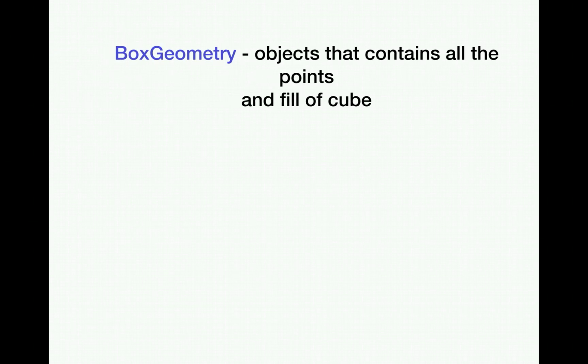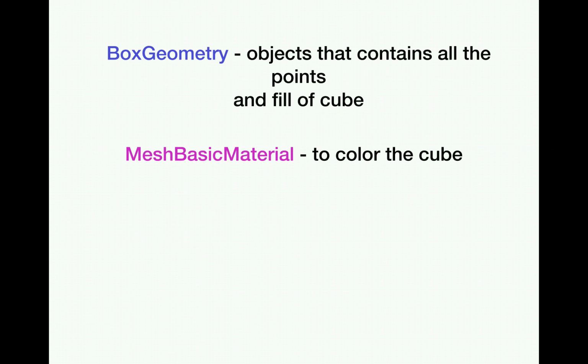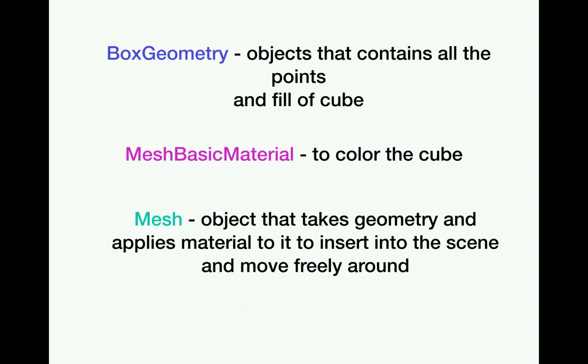To explain some of the objects in this part a little bit more, let's go over them here. So first we have the box geometry object, and this contains all of the points and fill of the cube that we'll be making. Then we also have the mesh basic material, and this is what will actually color the cube. And then we have the actual mesh, which is the object that will take the geometry and apply the material to it to insert into the scene and allow the cube to move freely around.